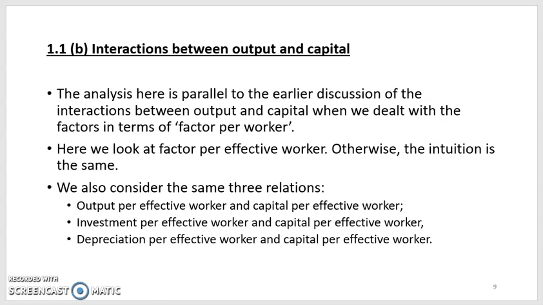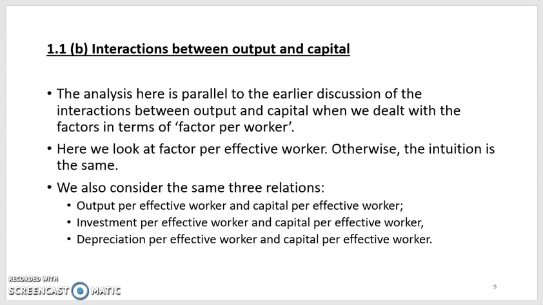In this section, we'll be looking at the same relations. However, now we'll look at output per effective worker and capital per effective worker, investment per effective worker and capital per effective worker, and lastly, depreciation per effective worker and capital per effective worker, or rather, the investment per effective worker needed to maintain a constant level of capital per effective worker.